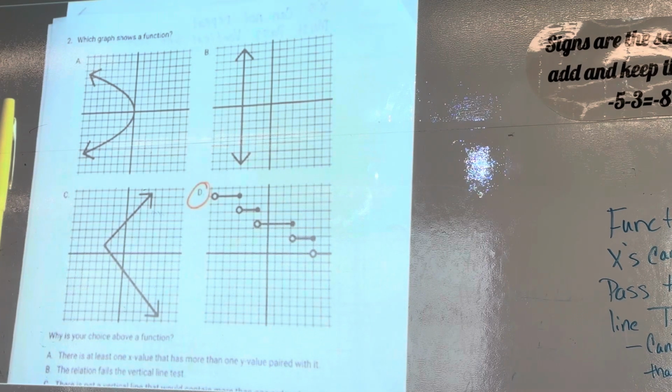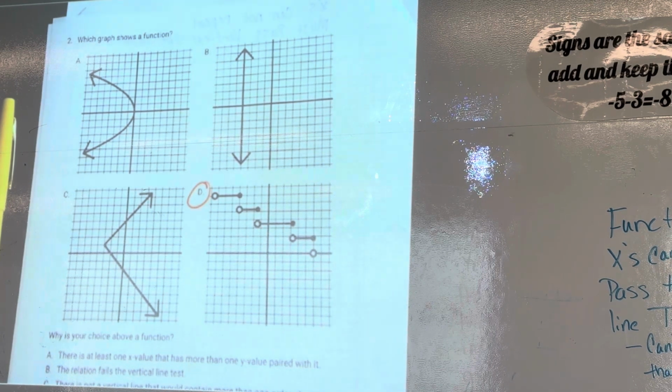Okay. So now we're looking for a true statement, a function statement. Can anyone tell me what they think that one is? I think it could be either A or C.